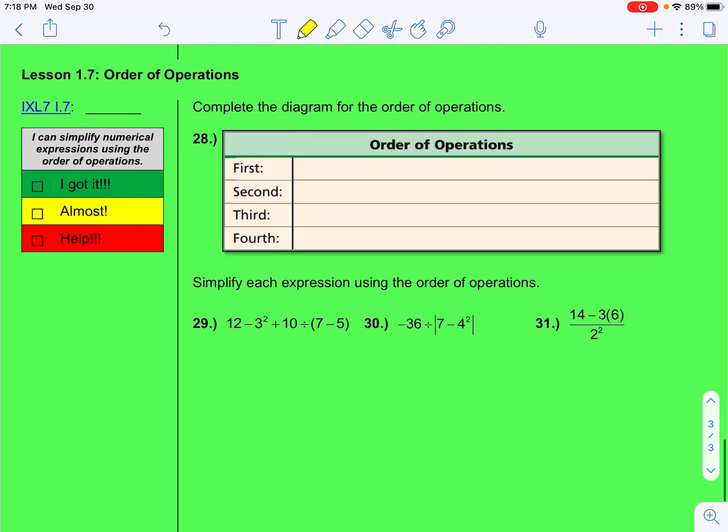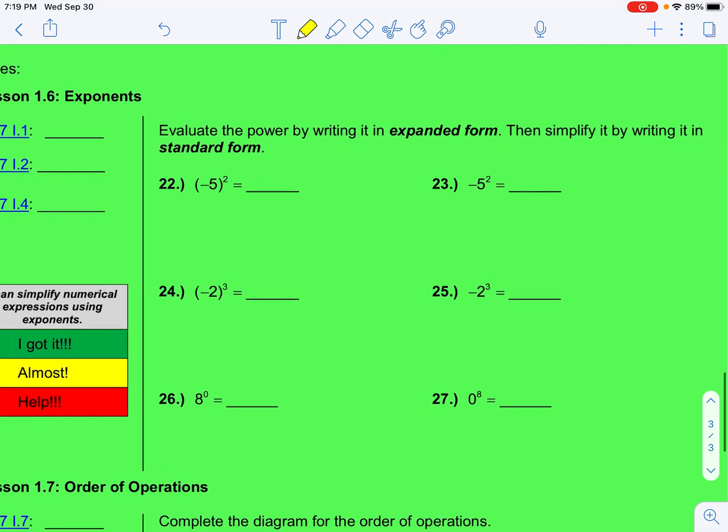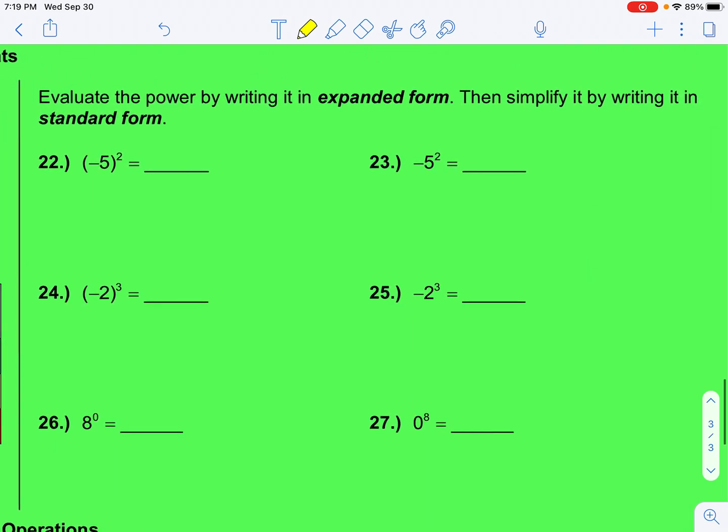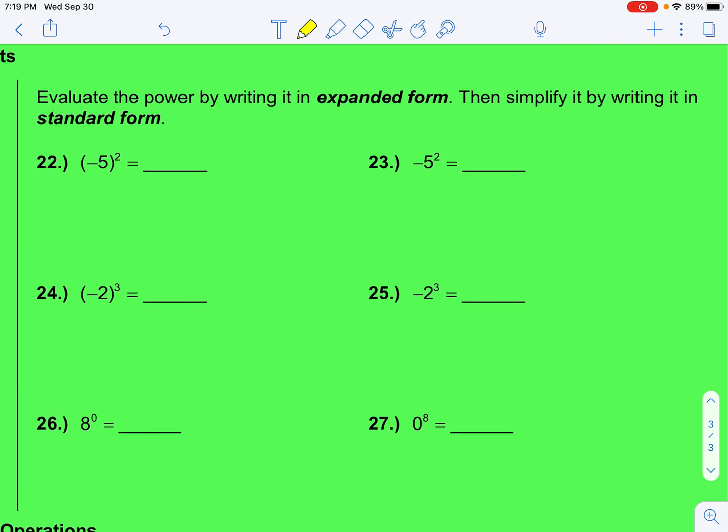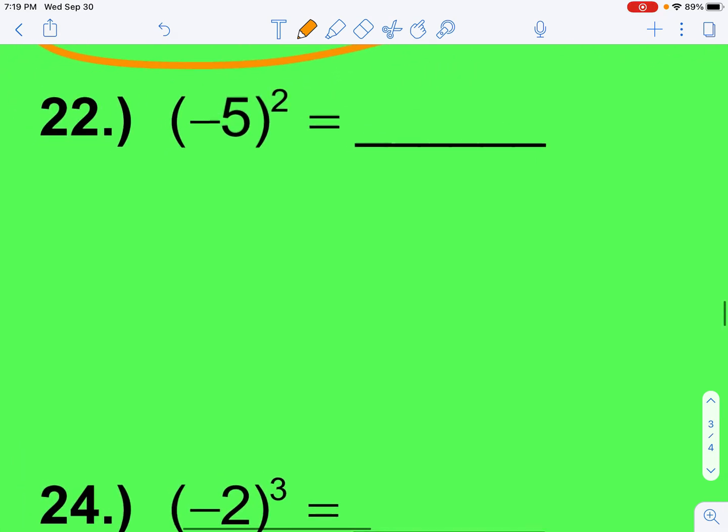Alright, we're almost done, folks. We're on the last page. Alright, so the next lesson is all about powers and exponents. We are going to evaluate the power by writing it in expanded form, and then simplify it by writing it in standard form. Okay, so expanded form, let's look at 22.